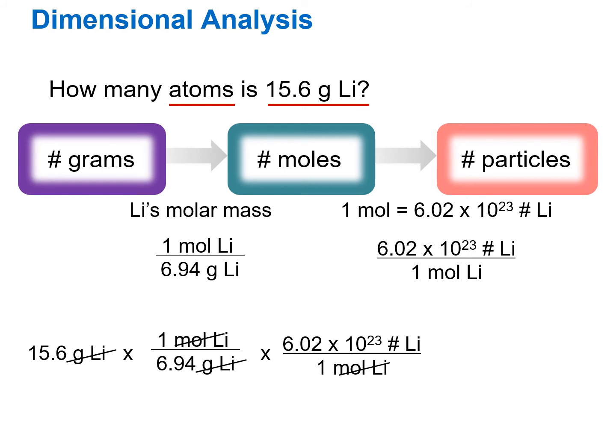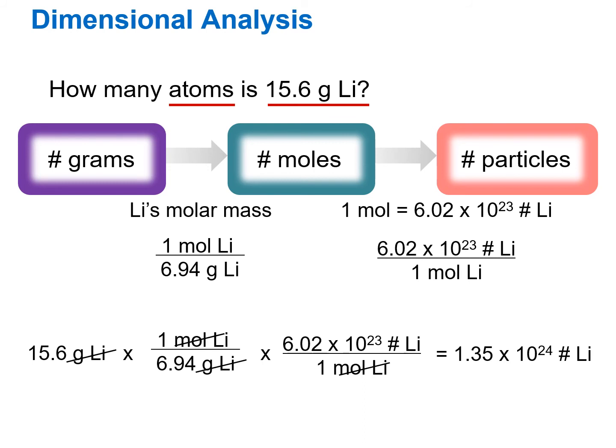All right, now at this point we can do the math. We can multiply 15.6 times 1 times 6.02 times 10 to the 23rd, and then we can divide all of that by 6.94. And when we do, we get a number that looks like this: 1.35 times 10 to the 24th lithium atoms in 15.6 grams of lithium.